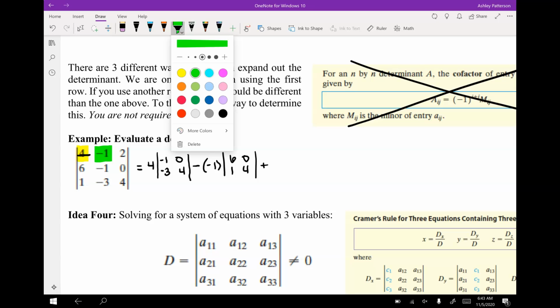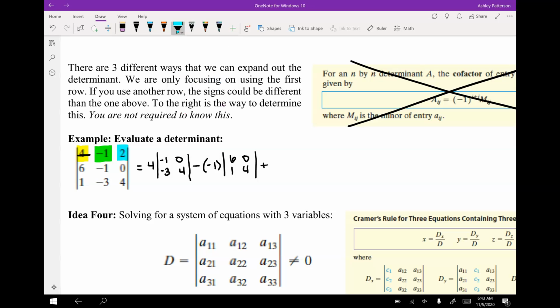Okay. The next number in the top row is 2. So that's going to be multiplied to the next matrix, but we don't use that row and we don't use that column. So we have 2 times 6, -1, 1, -3. And we are now set to go to calculate the determinant of this 3 by 3.